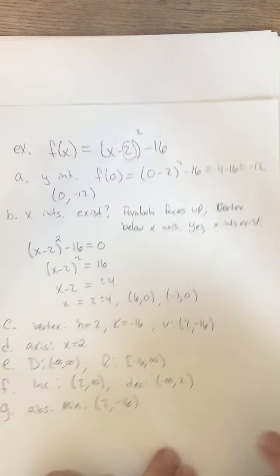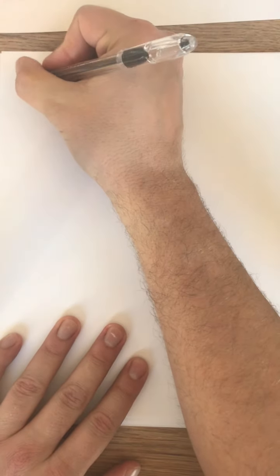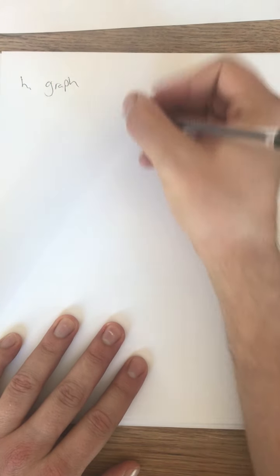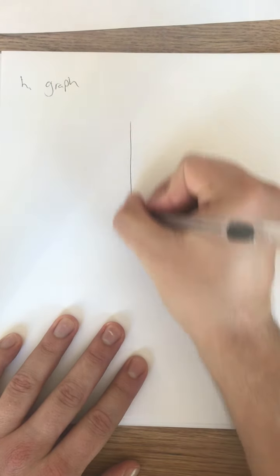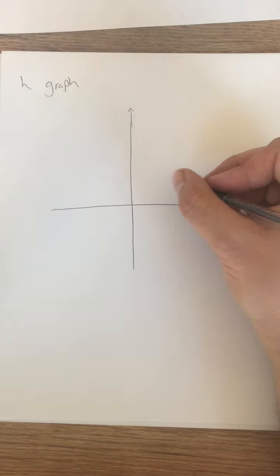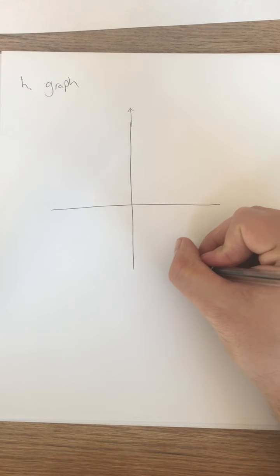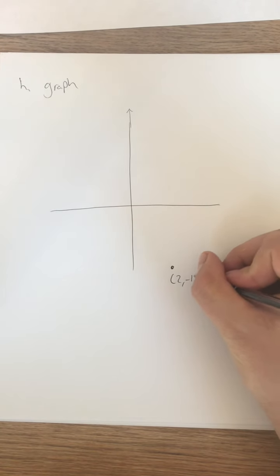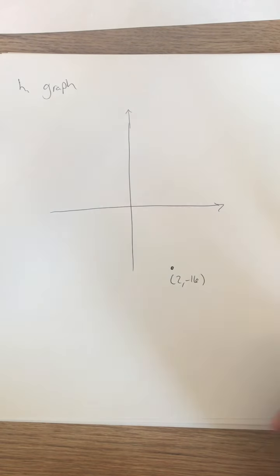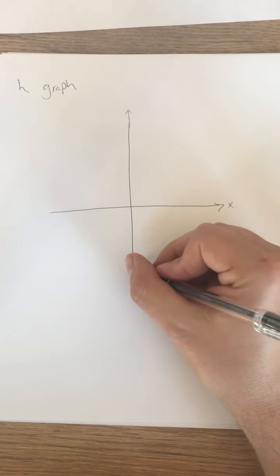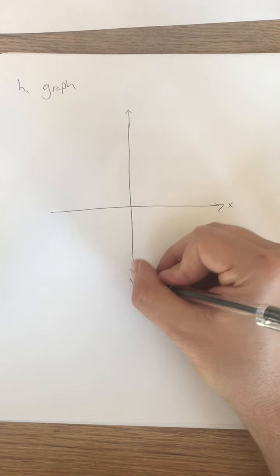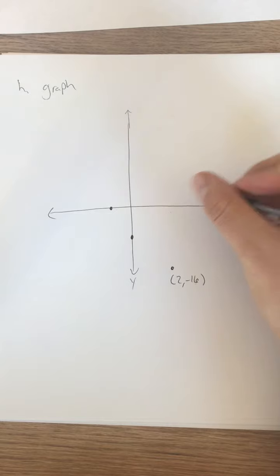We're going to graph it. So think of it as taking the parabola starting at 0, 0, shifting 2 to the right and down 16. So I'm going to plot the vertex at 2, negative 16. And we have a y-intercept at negative 12. So I'll plot that. We have an x-intercept at negative 2 and an x-intercept at positive 6.